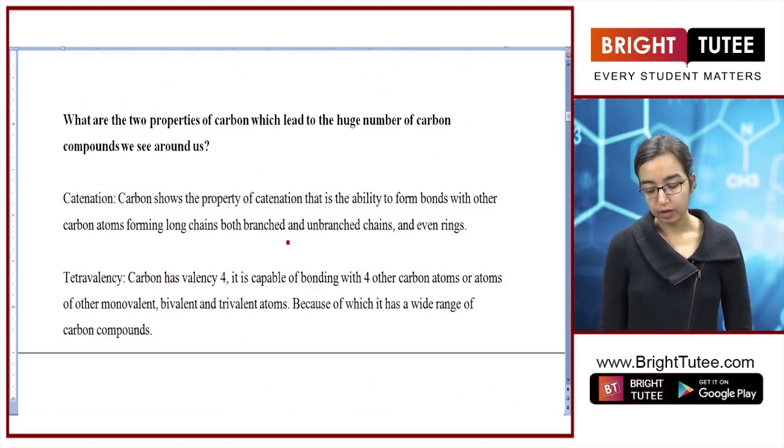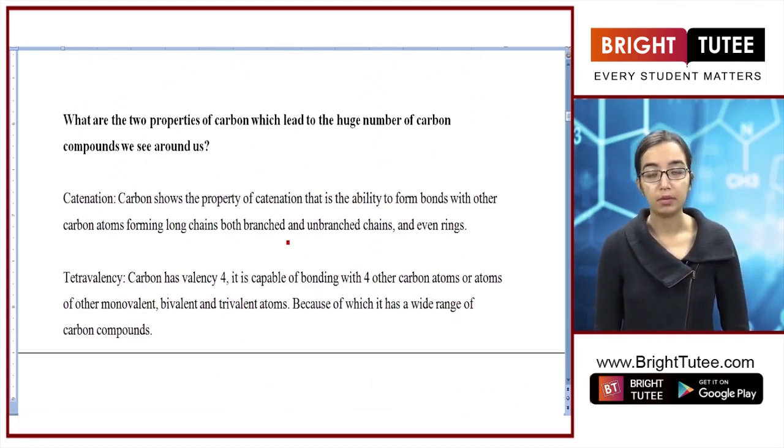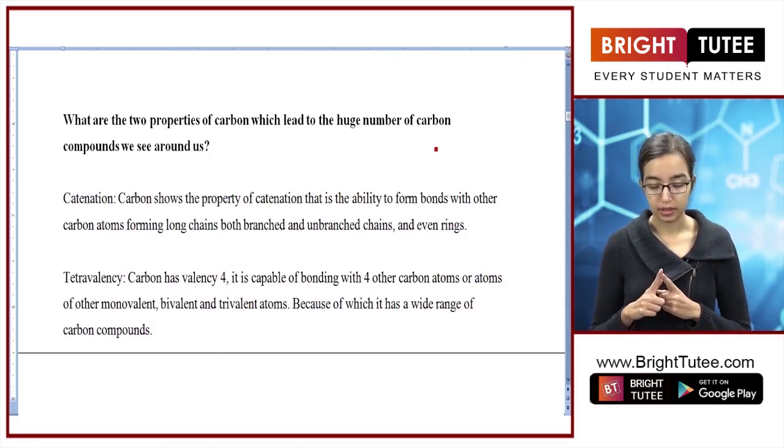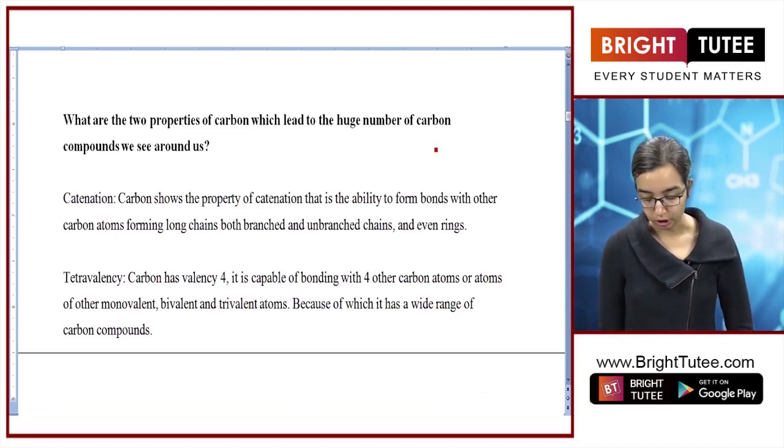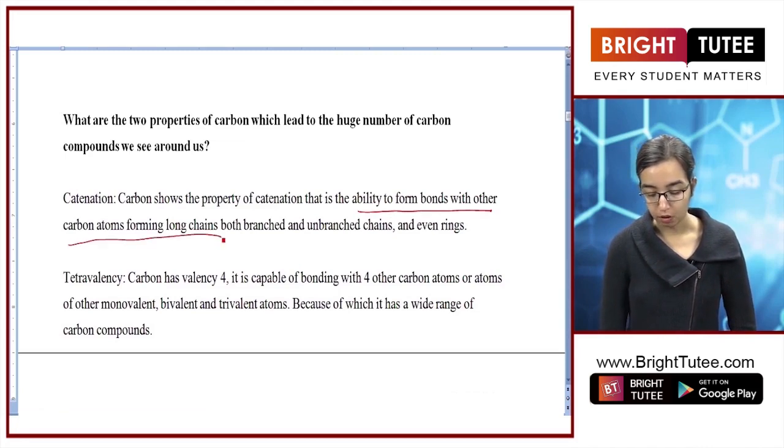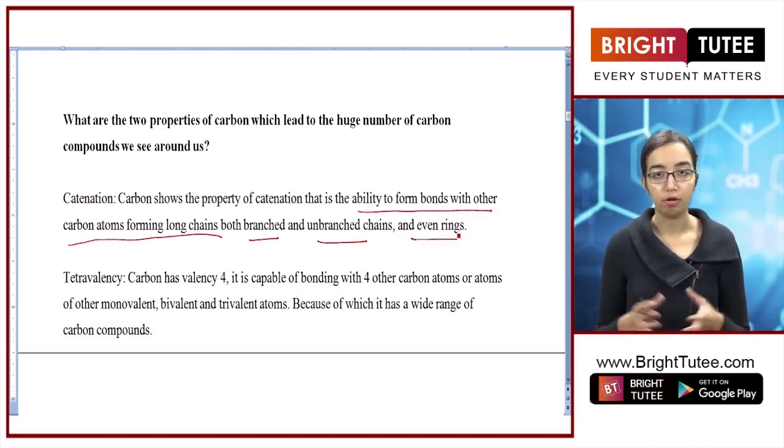What are the properties of carbon which lead to the huge number of carbon compounds around us? Now we've already discussed there are 2 main properties which give carbon this vast possibility of structures. The first is catenation. The second is tetravalency. Catenation is the property of carbon to form long chain-like structures, the ability of carbon to form bonds with other carbon atoms forming long chains, sometimes branched, sometimes unbranched, and sometimes even in the form of rings. That gives it a lot of possibilities.